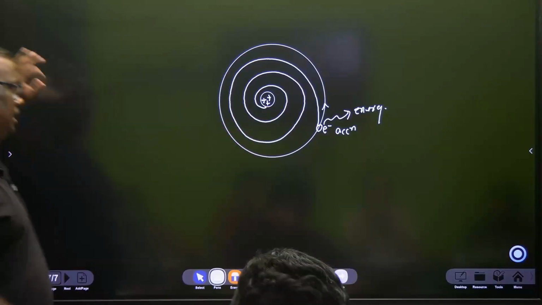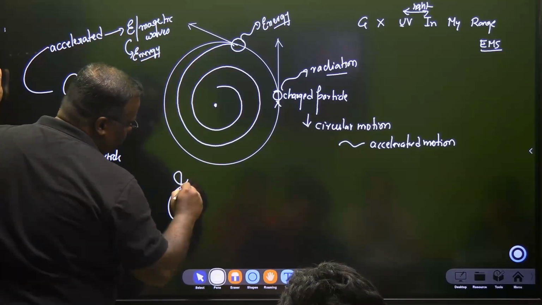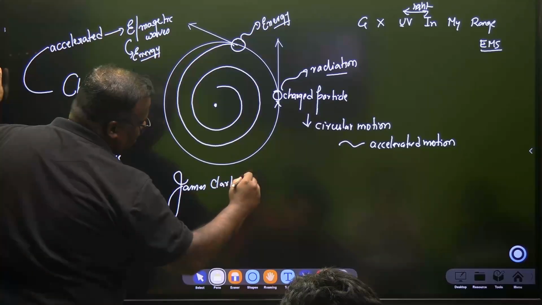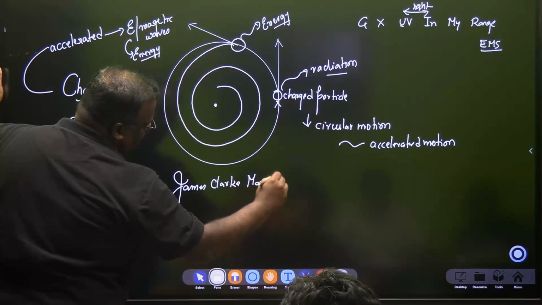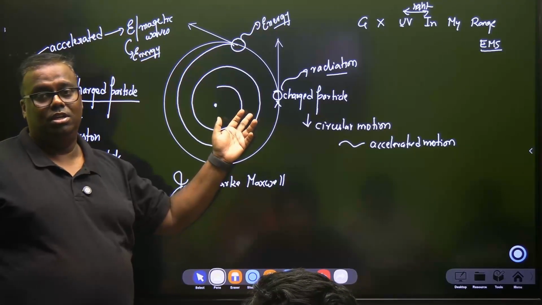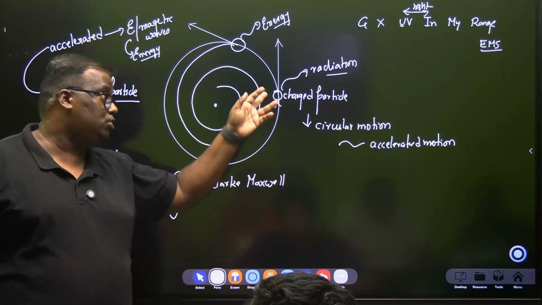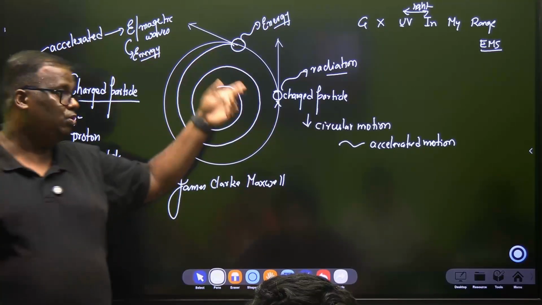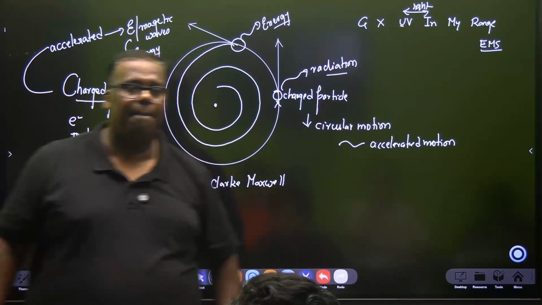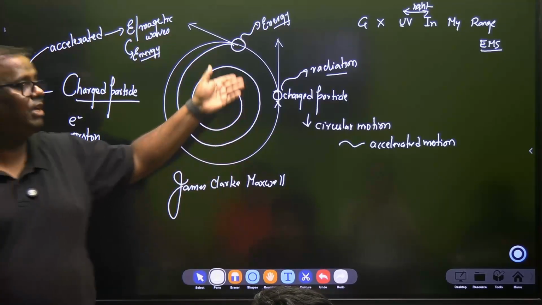This entire phenomenon you will study later in electromagnetic waves also. This was proposed by James Clerk Maxwell. So we say, as per Maxwell's theory, a charged particle undergoing a circular motion undergoes an accelerated motion and should lose radiation or emit radiation, and as such is not capable of following a circular path, it should follow a spiral path, right?